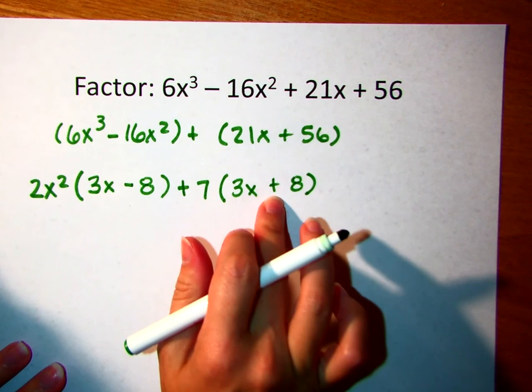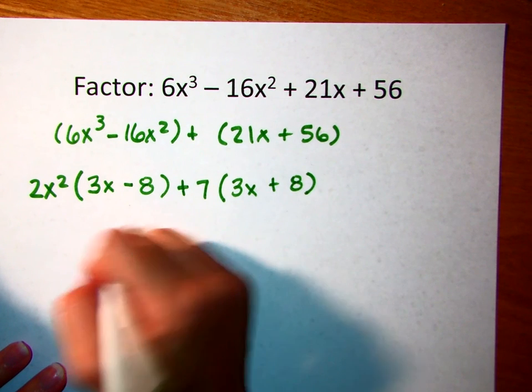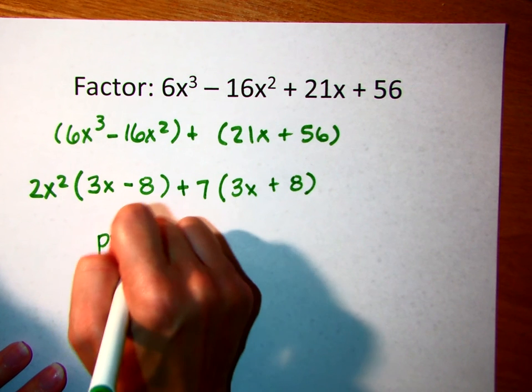Now if you look, the insides here do not match. What does that mean? That means that this was actually not factorable, or sometimes we refer to it as being prime.